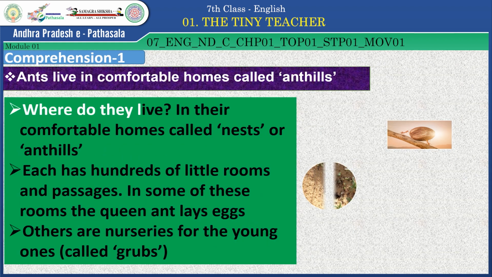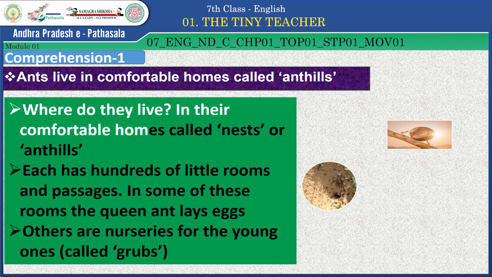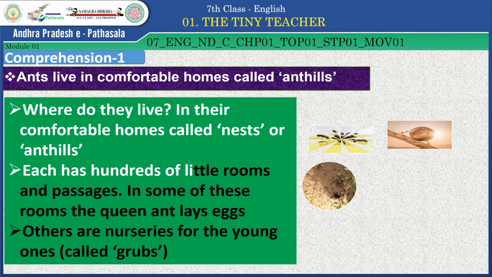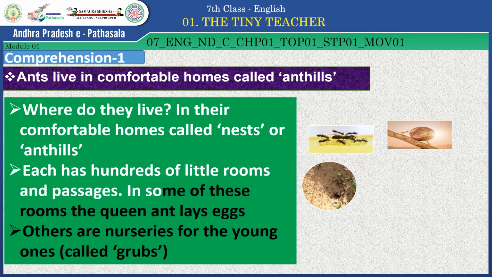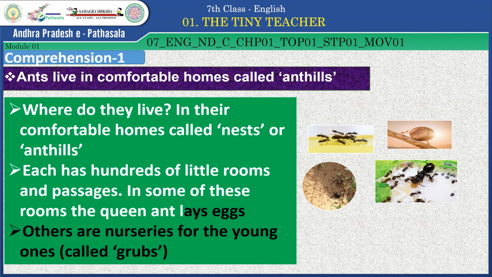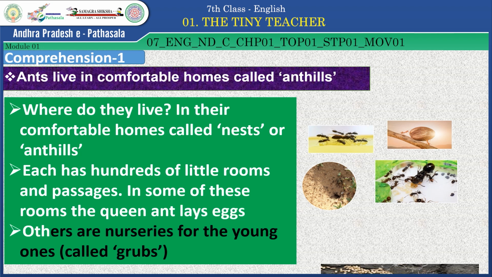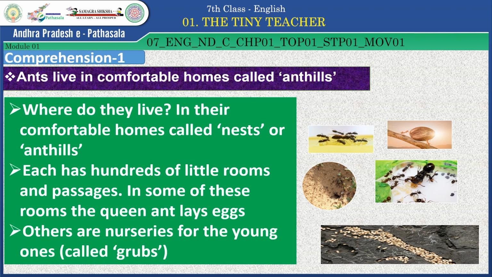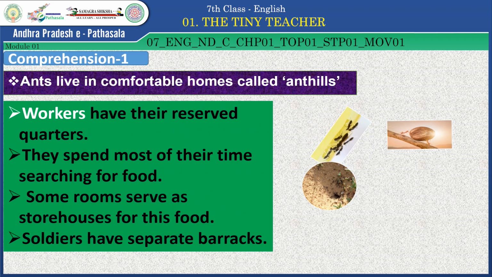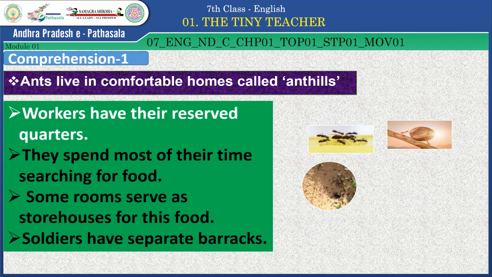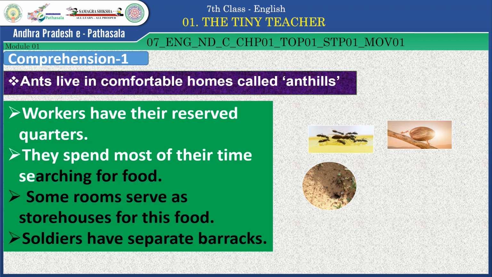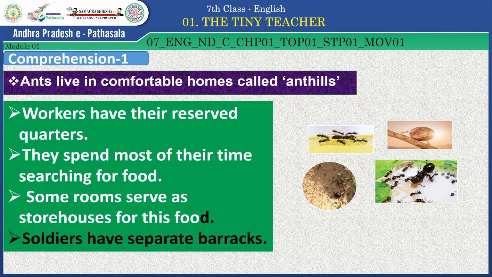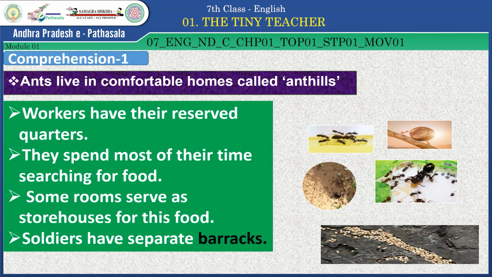Where do they live? In their comfortable homes called nests or ant hills. Each has hundreds of little rooms and passages. In some of these rooms, the queen ant lays eggs. Others are nurseries for the young ones, called grubs. Workers have their reserved quarters. They spend most of the time searching for food. Some rooms serve as storehouses for this food. Soldiers have separate barracks.